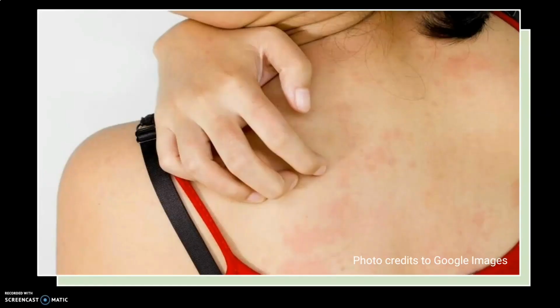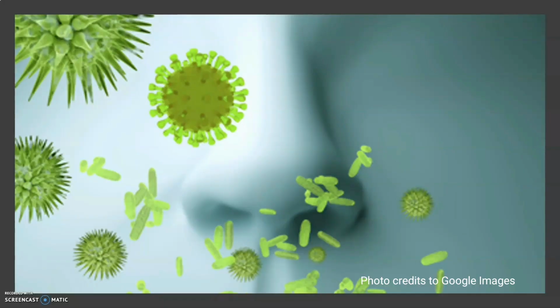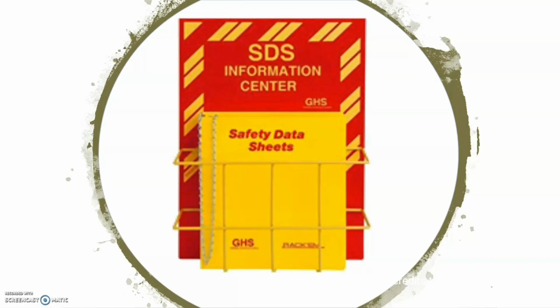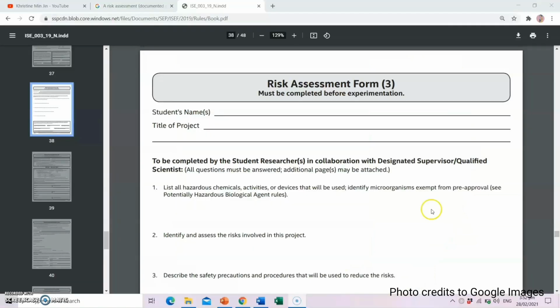Remember that when assessing risk, the type and amount of exposure to a chemical must be considered. For example, an individual's allergic and genetic disposition may have an influence on the overall effect of the chemical. The student researcher must refer to the safety data sheets provided by the vendor, or the SDS, to ensure that proper safety precautions are taken.